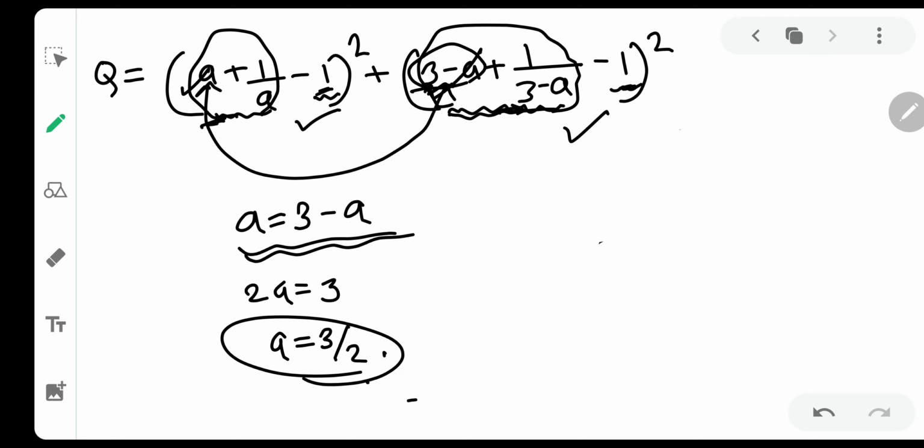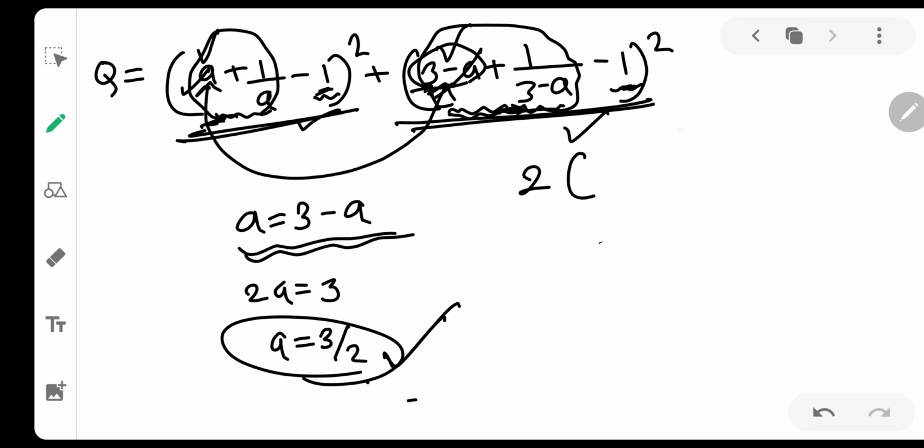So that is it. You get A as 3 by 2. So at A equal to 3 by 2, the sum is going to have the minimum value. Okay, so in the expression, if you substitute A as 3 by 2, basically this term and this term, both terms will be same, because this A is nothing but 3 minus A.